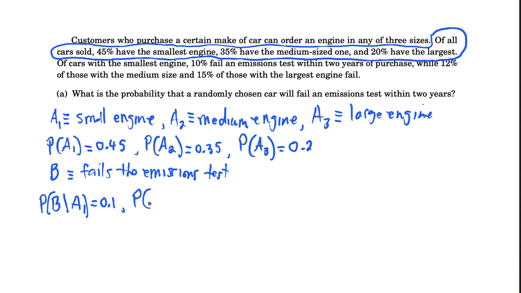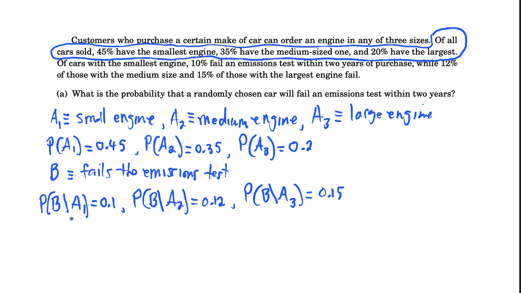The probability that the car will fail the test given that it has a medium engine, that is 0.12, right? 12%. And then finally, the probability that the car will fail the test given that it has a large engine, that's probability 0.15. Now, these conditional probabilities, they don't have to add up to 1, right? Because these are not all the possibilities.